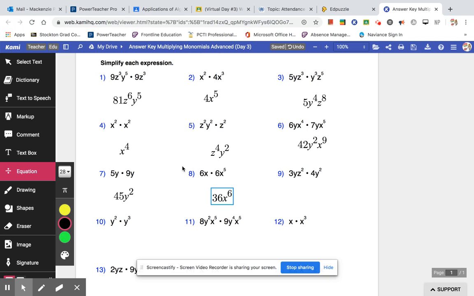So hopefully that's starting to make a little bit of sense. A lot of times when you write these out, I know we can't write them out if you're using Cami, but if you want to write them on a separate piece of paper, it is helpful when you don't see an exponent just to put the 1 there to remind yourself.